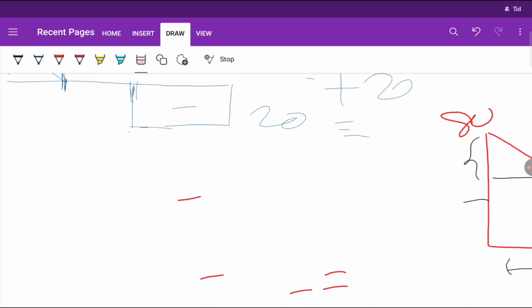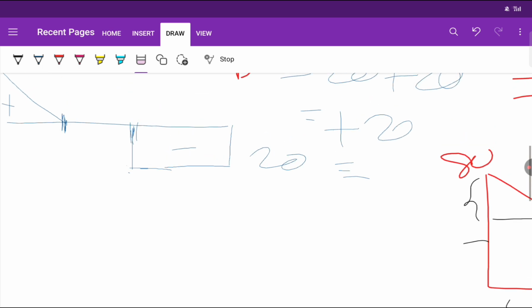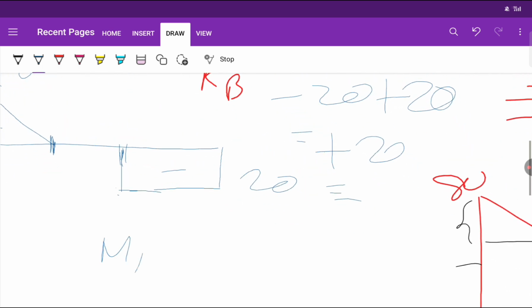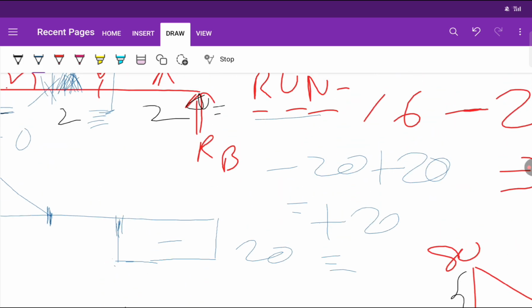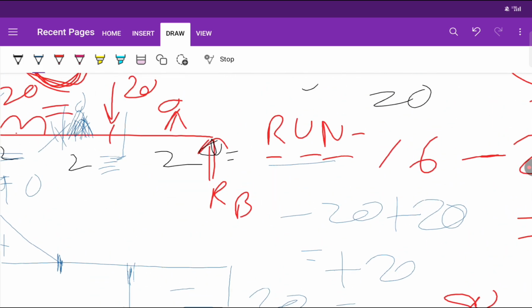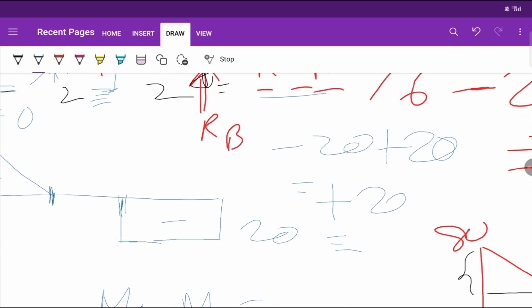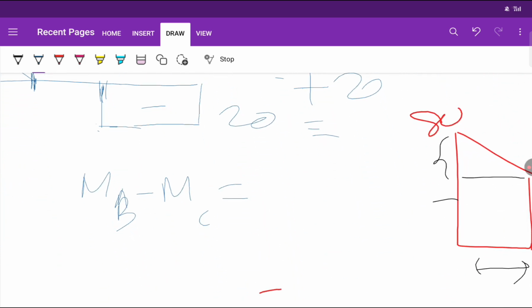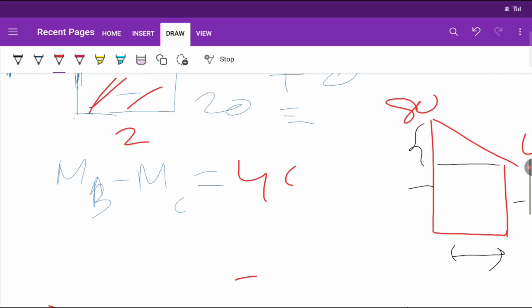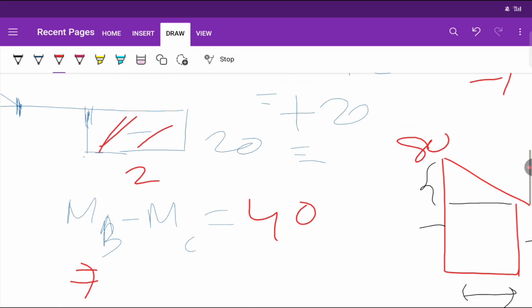So now I need to calculate the bending moment diagram. How will you calculate the bending moment diagram? We know that there is a formula: MB minus MC is equal to the shear force diagram area between these points. Shear force 20 into 2, right? This is 40, right? One thing here, the shear force diagram is negative, right? So we have to take the negative sign.